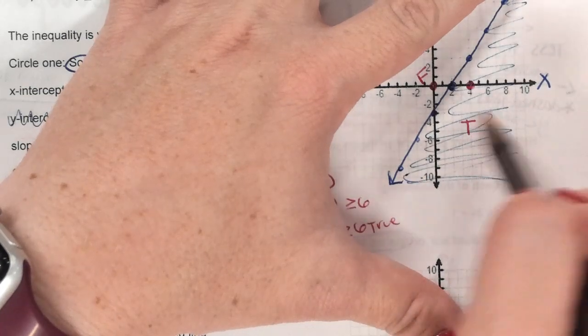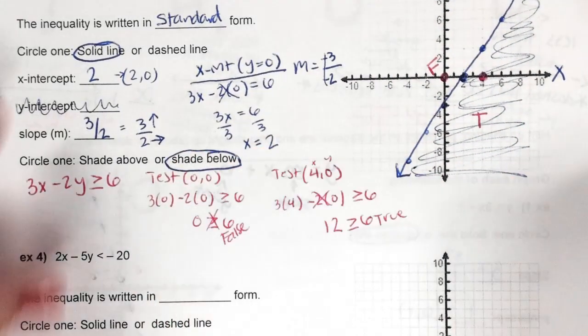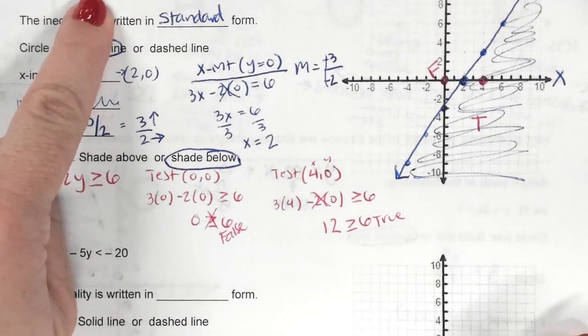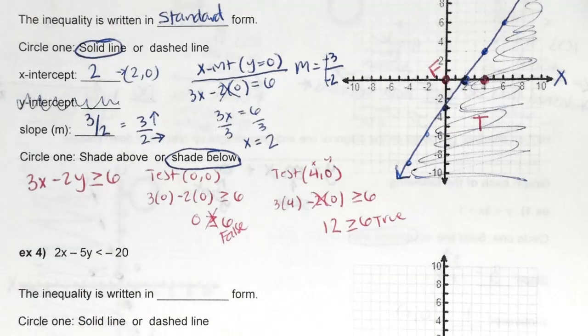So did we shade above or below? Below. However, if you look at the symbol that was greater than, doesn't greater than tell you to shade above? Do you see why you can't trust the symbol here? Okay. Any questions with that? Okay, so let's do another one.